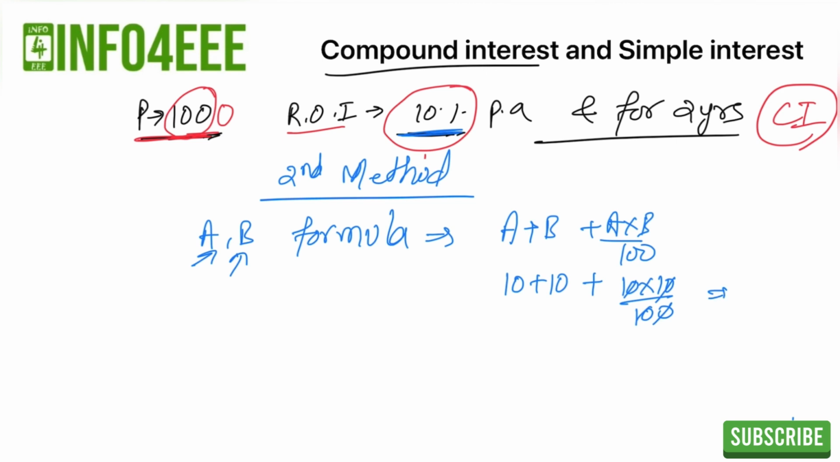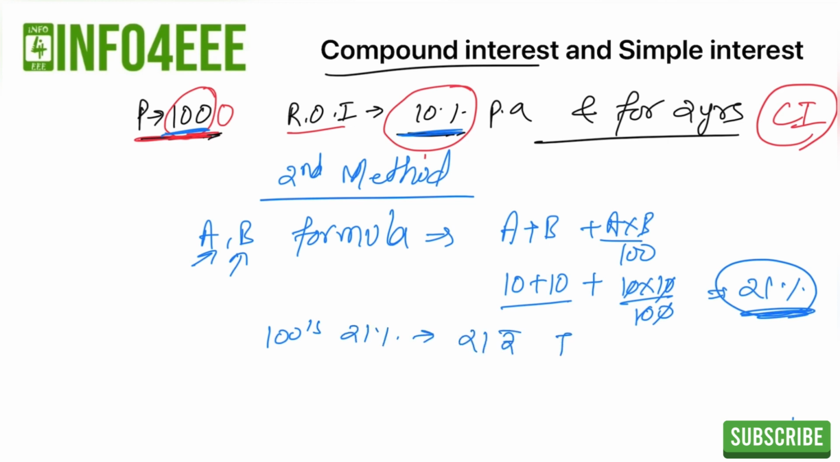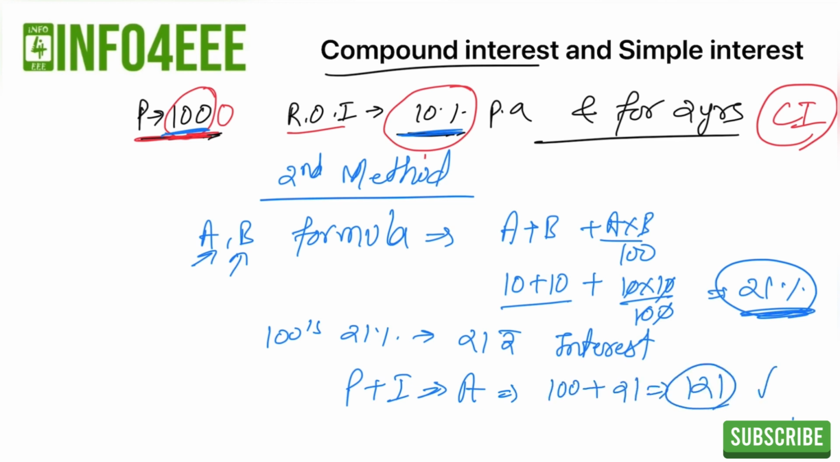So what you get is 20 plus 1, which is 21%. So what you need to do, directly you need to find 21% of 100. So 100's 21% is 21 rupees. So this is your interest. So the principal plus interest is your amount, which is 100 plus 21, which is 121. So this is your answer.